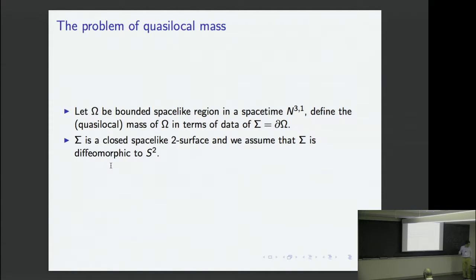Okay. So let me formulate this problem of quasi-local mass. You have a bounded space-time region in a physical space-time, and you want to define the mass contained in this space-time region in terms of the geometry of this boundary surface. Throughout the talk, I'm going to assume that sigma is a closed space-like two surface, and in fact, we're going to assume that sigma is topologically a sphere.